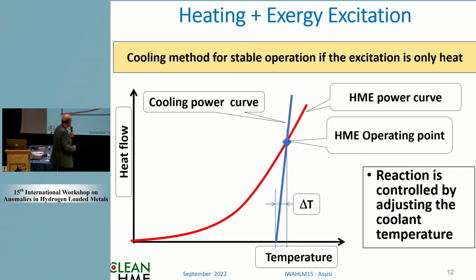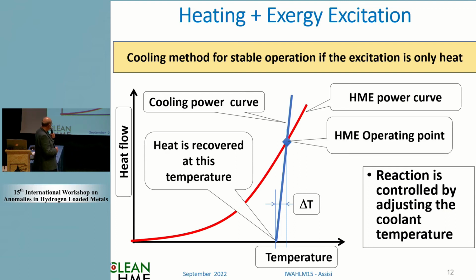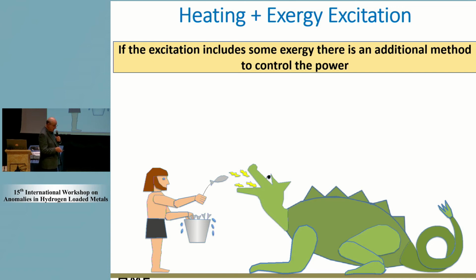But you know. And this is the operating point, and at the end you export the heat at this temperature. Not at this one, but at this one. Anyway, just to say that if you have a reactor working simply because you heat it up, you have to take care of the cooling system. Now, if you have some exergy, it's easier, because you just feed the dragon slowly and you control it easily.